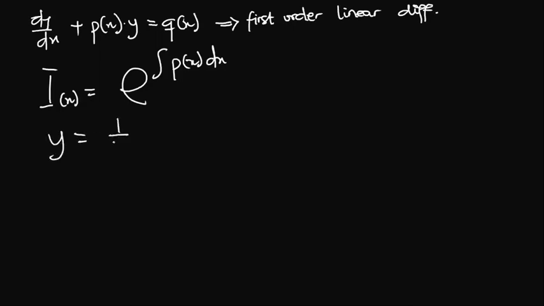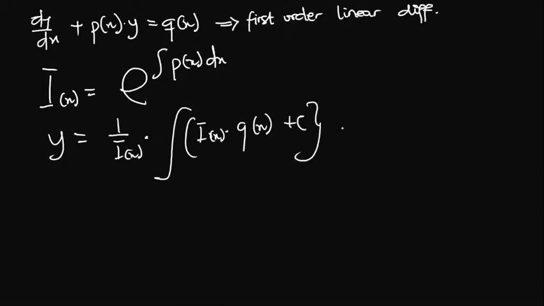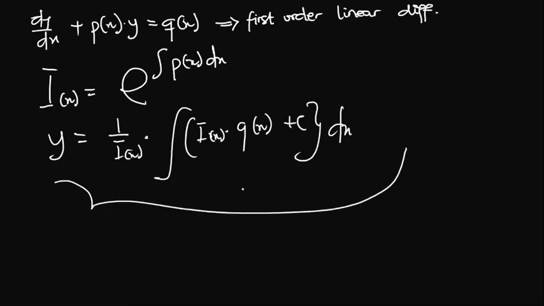Once we're able to find the integrating factor, we substitute it into the formula: y is equal to 1 over the integrating factor multiplied by the integral of the integrating factor I of x multiplied by q of x, plus c because we're integrating, with respect to x. After we find our integrating factor, we substitute it into this equation and solve for y, and that becomes the answer for our first-order differential equation.